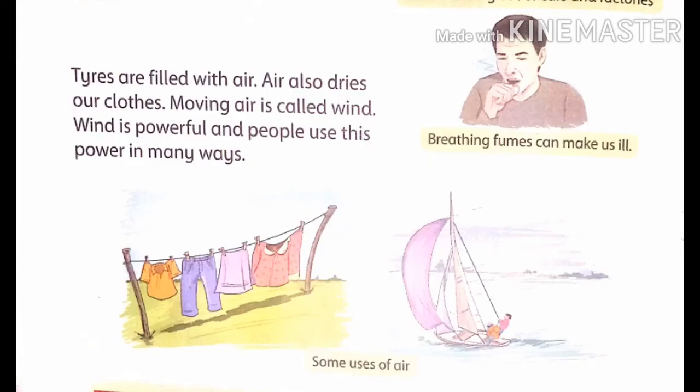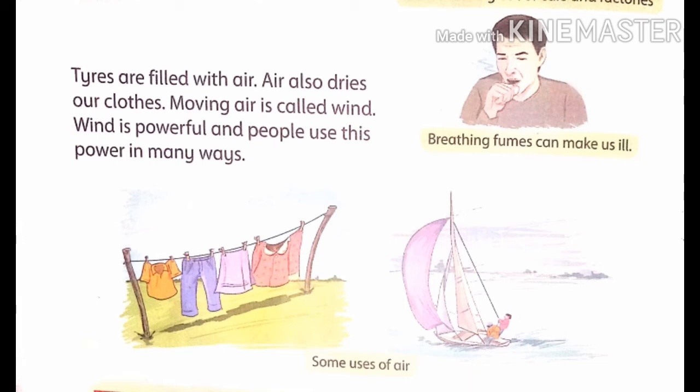Next, tires are filled with air. Air also dries our clothes. Moving air is called wind. Wind is powerful, and people use this power in many ways.